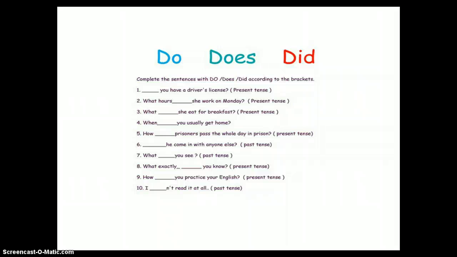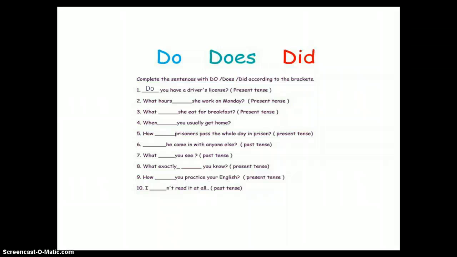So how can you choose do or does? By looking at the subject. What is the subject? Okay, the subject is you. So is you not third person singular? Okay, not third person singular. What do you have to choose, do or does? Okay, do, good. And then the second one, what hours does she work on Monday.